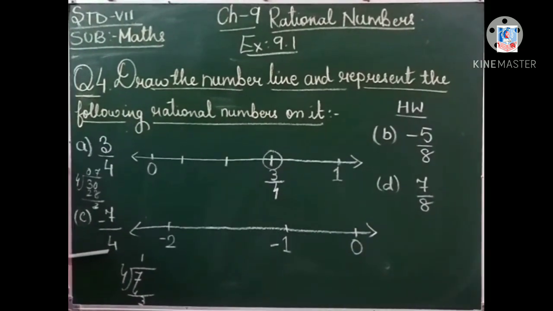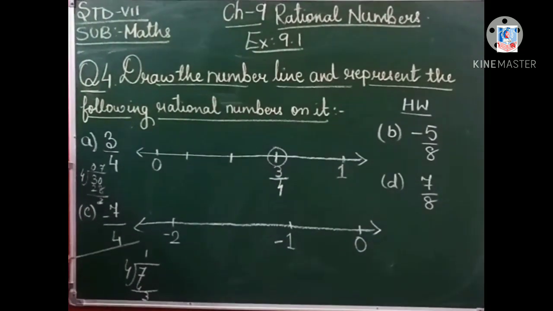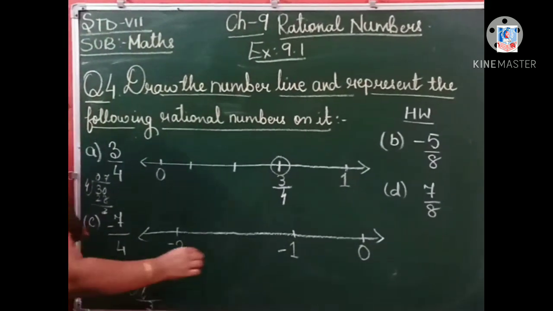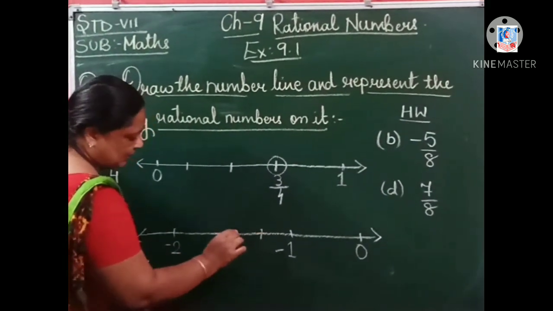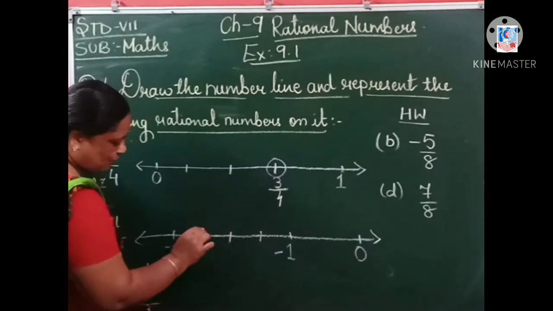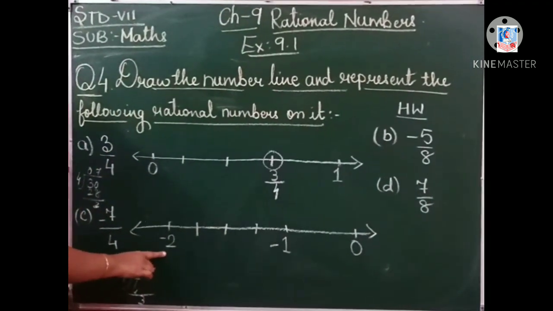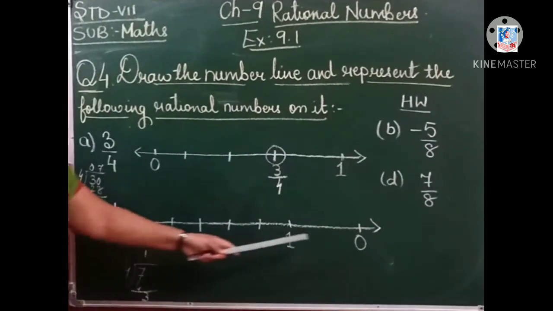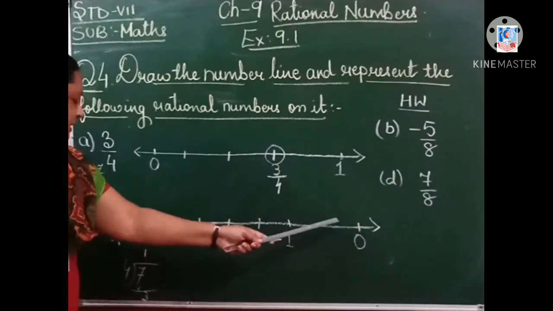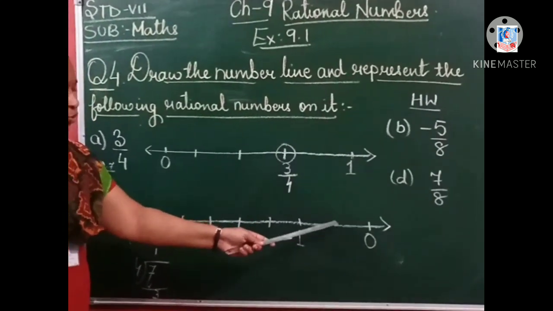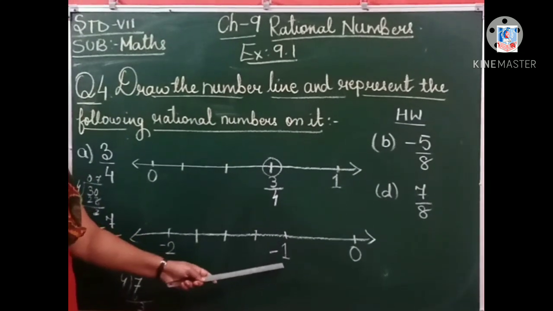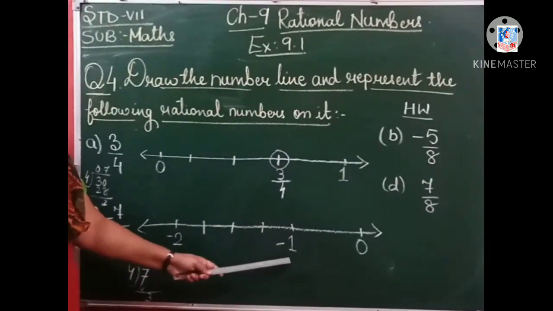Again see, the denominator is 4. That means we will distribute this into 4 equal parts: 1, 2, 3 and 4. Now, again here also 4 equal parts. That means 1 by 4, 2 by 4, 3 by 4. 4 by 4 is 1 and a minus 1.